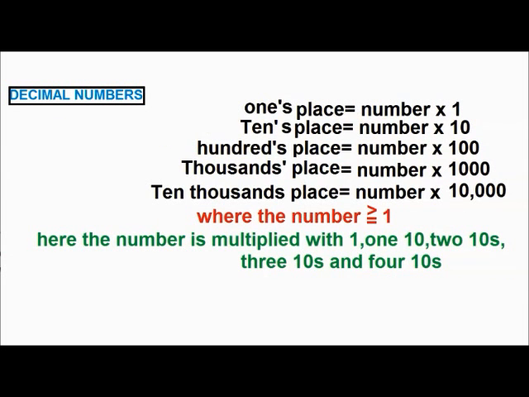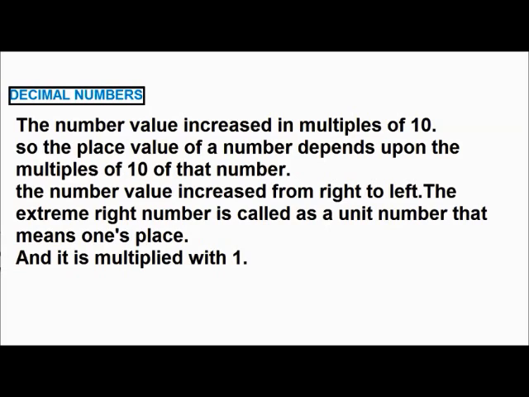Ones place means number into 1, tens place is number into 10, hundreds place is number into 100, thousands place is number into 1000, 10,000s place is number into 10,000, where the number is greater than or equal to 1. Here the number is multiplied with 1, 10, 2 tens, 3 tens and 4 tens. The number value increases in multiples of 10. So the place value of a number depends upon the multiples of 10. The number value increases from right to left. The extreme right number is called the unit number. That means ones place, and it is multiplied with 1.